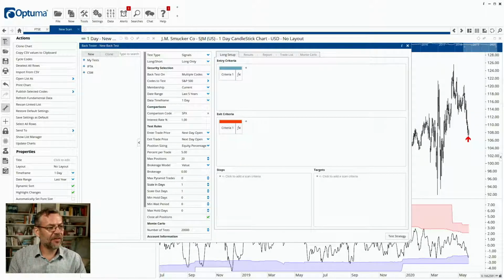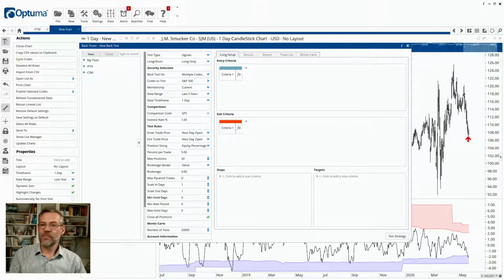Scale in, scale out. Some of our institutional clients take a number of days to scale into a position because they don't want to move the market with the volumes that they're buying. So we have this where you can say, okay, I'm going to take 5 days to scale into this position. What does that do to my returns?